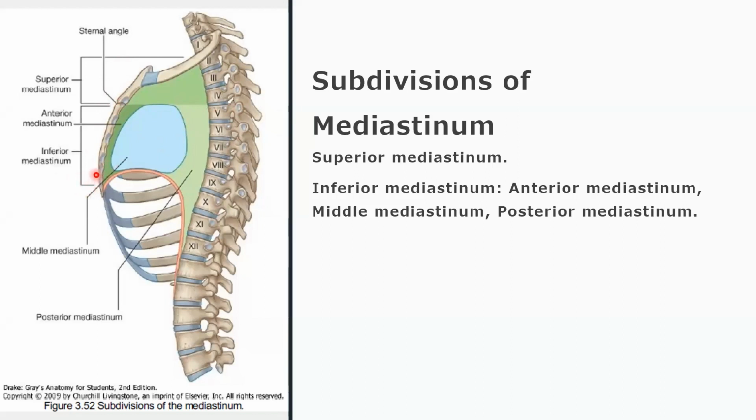Okay, then if you look at the inferior mediastinum, it can again be divided into three parts depending on the pericardial cavity. So here you have the heart, and the covering of the heart is called the pericardium. So within this pericardium, you have the middle mediastinum, and anterior to the pericardium, you have the anterior mediastinum, and posteriorly, you have the posterior mediastinum.